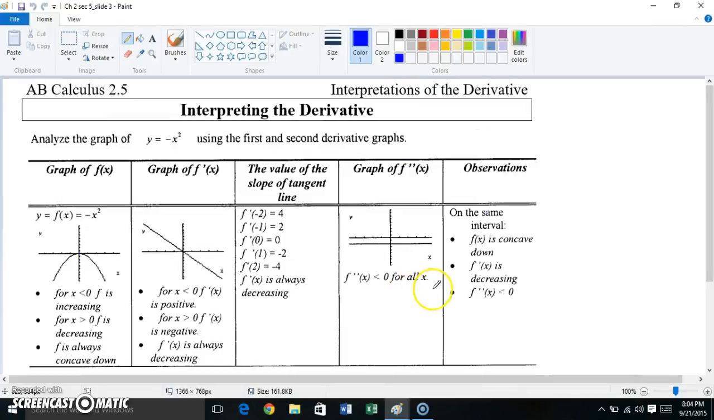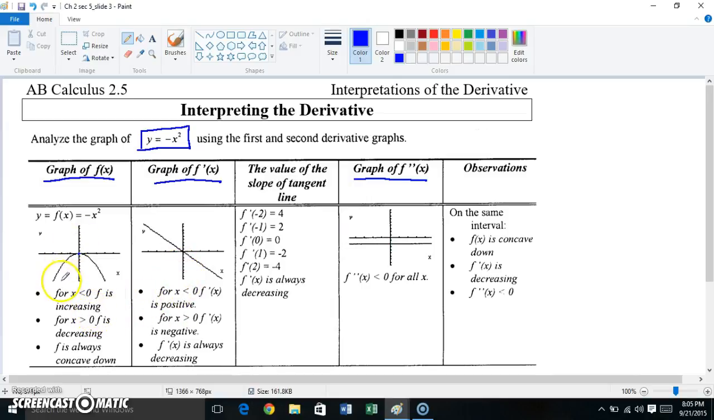Okay, so more interpreting of the derivative. Here we have the function y equals negative x squared. We have its graph here. So here's the function. It's a negative parabola centered at the origin. Here we have the graph of its derivative. All right, and here we have the graph of the second derivative. So this is the derivative of the derivative graph. All right, so let's take a look at each of these three graphs and how they relate to each other.